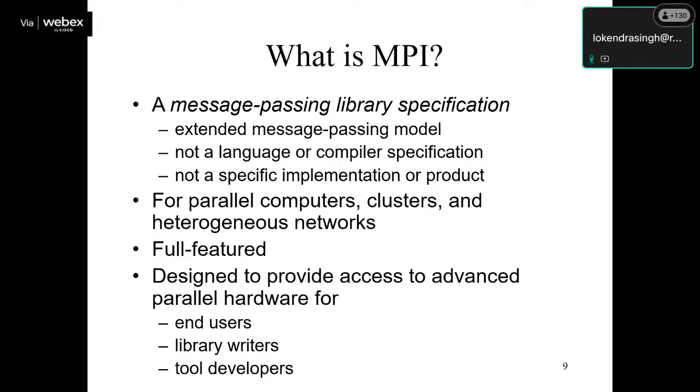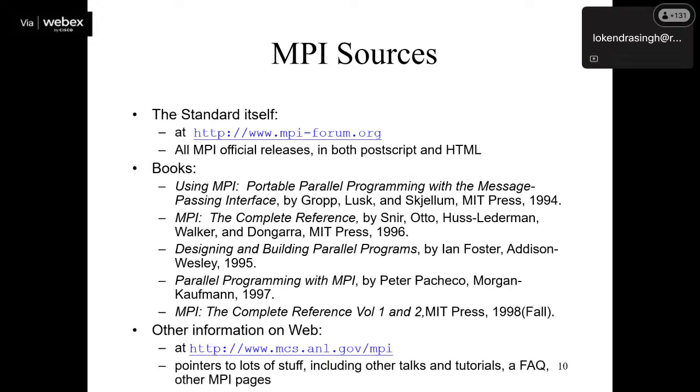Full featured, designed to provide access to advanced parallel hardware for end users, library writers, or tool developers. Right now, MPI is fully developed, so it can be used by end users or library writers for parallelizing the code. So how can you improve the programming codes in terms of efficiency and speedup? There are some sources, so we can go through the links and study the MPI programs.